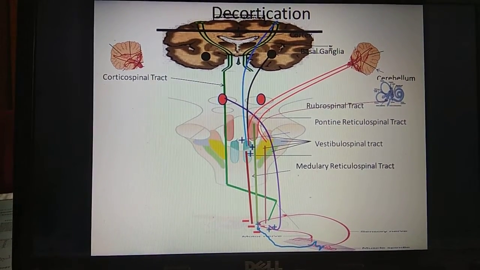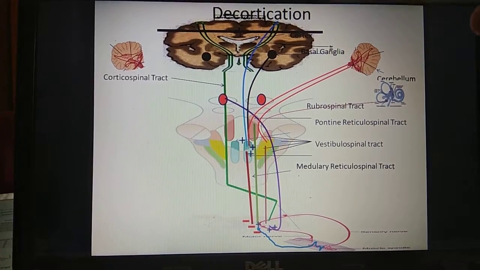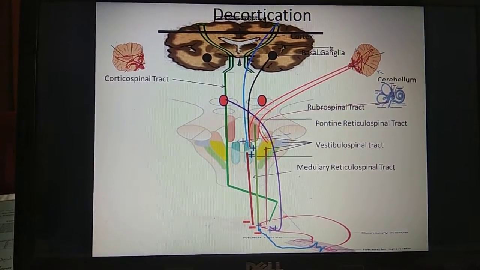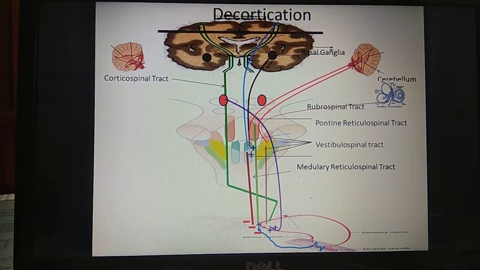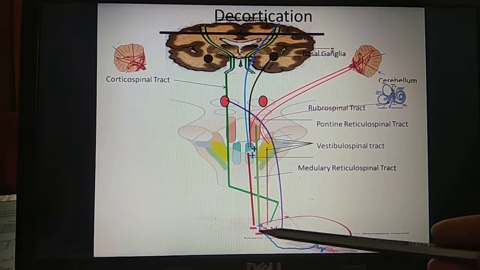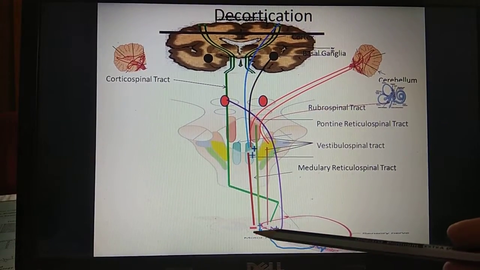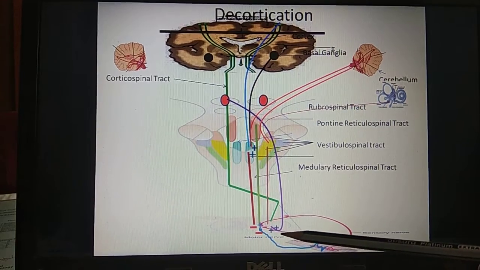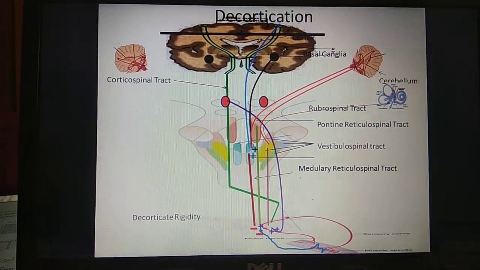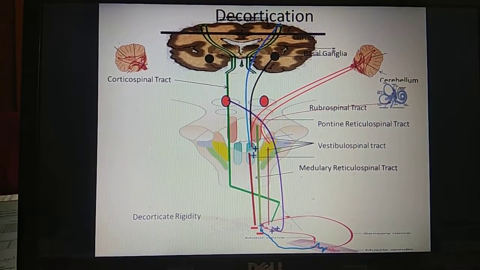So when we have removed the cortex, we are removing one of the influences which is stimulating the medullary reticulospinal tract. So this excitation goes off, so inhibition also goes off down here. That means one negativity has reduced. So the balance will go more in favor of excitation. So this will lead to rigidity. It is called decorticate rigidity.